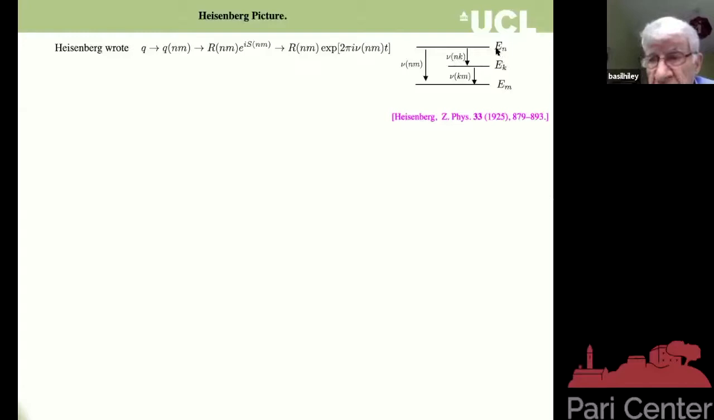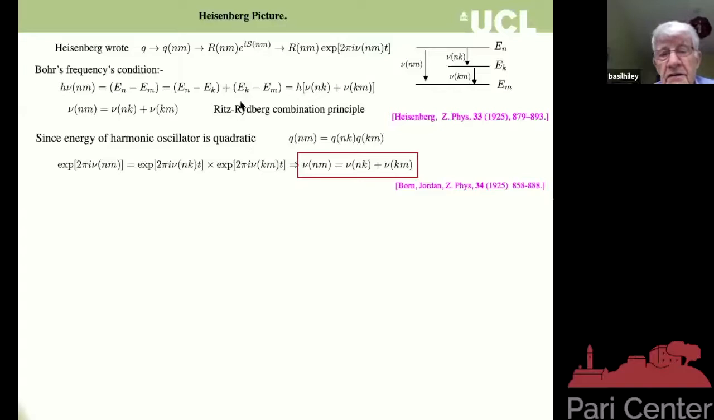EN to EM. Take the energy difference. It gives you a frequency. That frequency is the same as the sum of the transition from there to there and the transition from there to there. And we call that the Rydberg combination principle, because it works all the time. And if you put this in the exponential, a multiplication, because it's squared terms that gives you the energy, you add the frequencies. And that's why Heisenberg did this. And that's why it comes out time and time again.